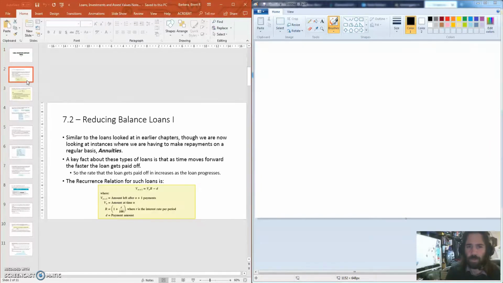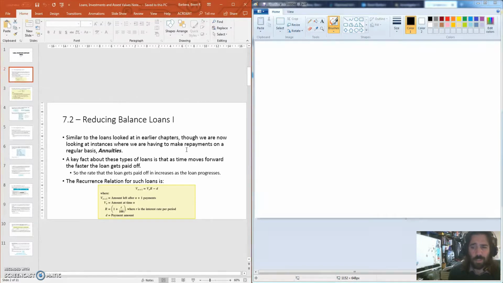So let's have a look at our first slide here. Reducing balance loans part 1, spoiler, 3 parts, they're coming later. These are similar to what we looked at in the earlier chapter, but now we're looking at instances where you make an extra payment on a regular basis, which is classed as an annuity. So another key word, it's in bold, that we're going to keep in mind. This is kind of like if you look at your bank account, where you have a wage going in and then you may make some extra payments every week, or when you have some extra cash laying around. That's what we're talking about when we're talking about a repayment.